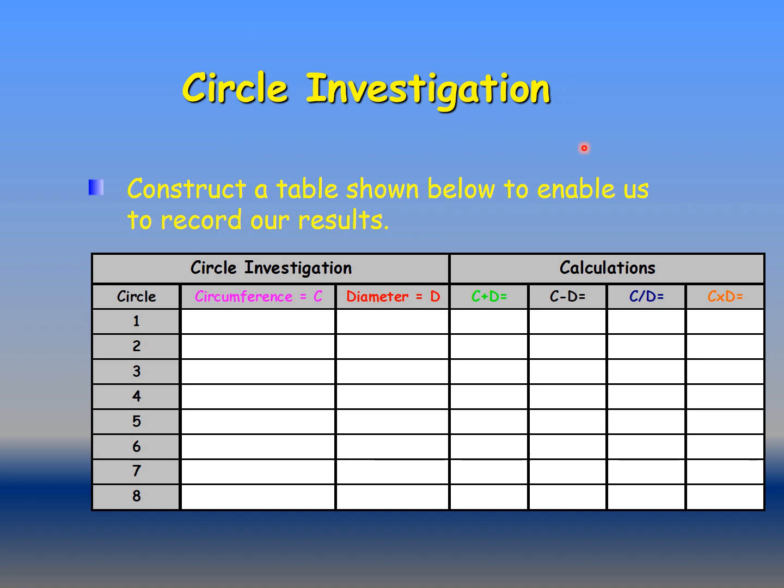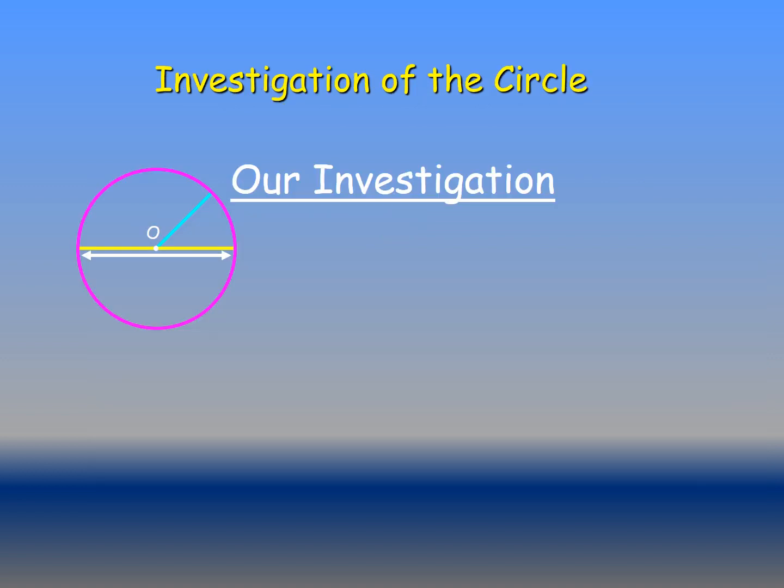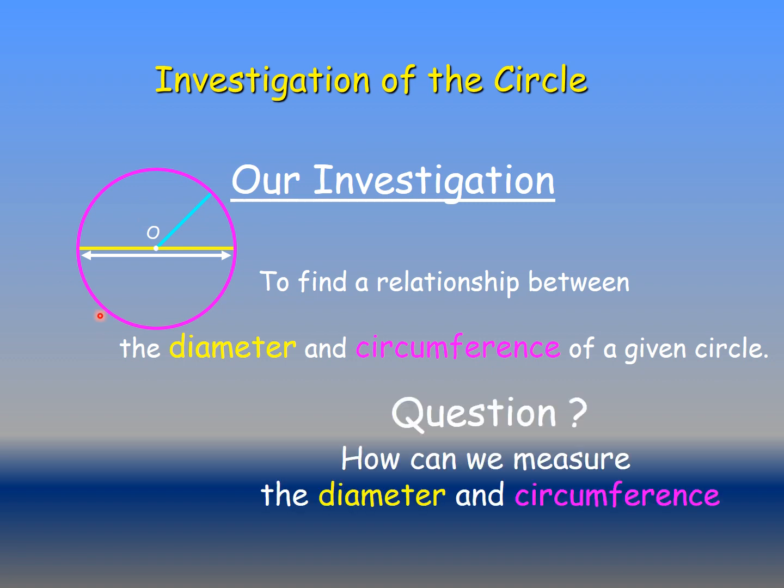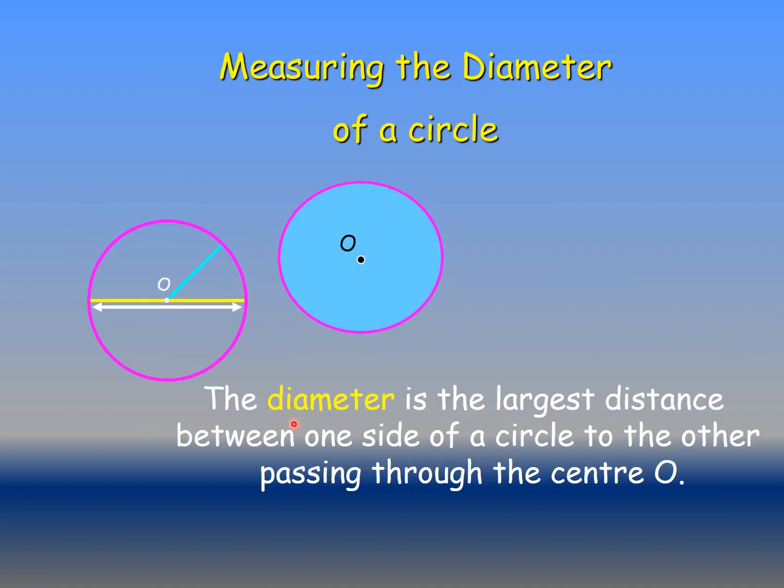So we have a circle investigation. We have to construct a table shown below to enable us to record our results. After that, our investigation is to find a relationship between the diameter and circumference of a given circle. The question is, how can we measure the diameter and circumference? The diameter is the largest distance from one side of a circle to the other passing through the center. We know that.